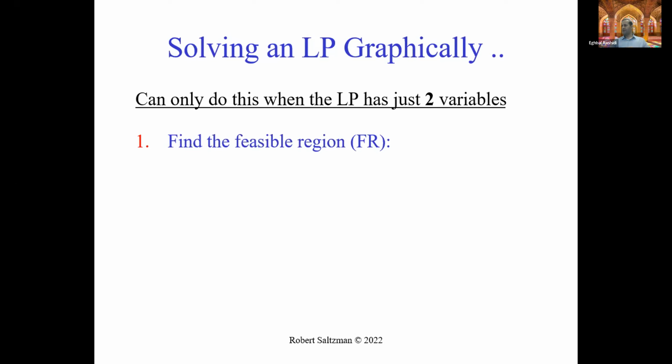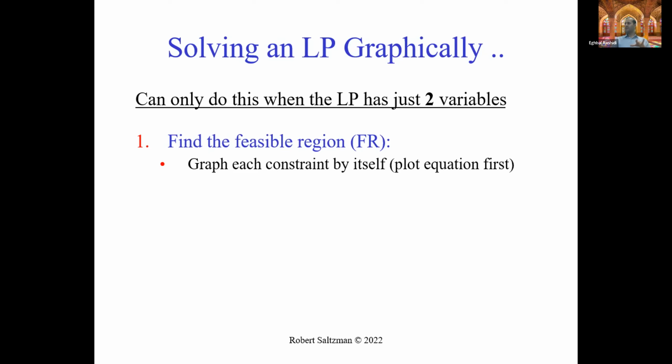The first step is to find the feasible region. What is a feasible region? The feasible region is the region of values for your decision variables which are feasible given your set of constraints. Okay, so that means, what range of values for your decision variables are feasible? That means if you put them in, it satisfies all the constraints.